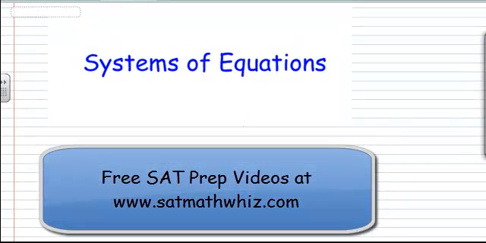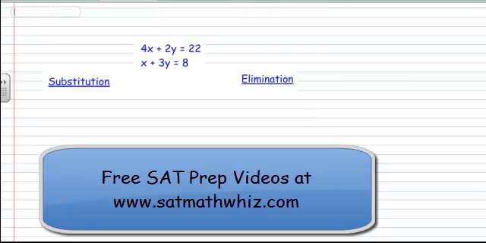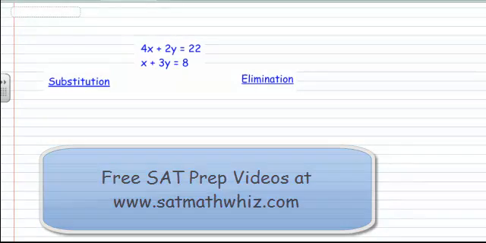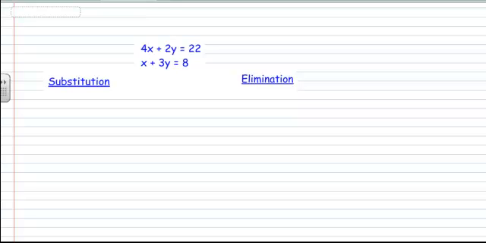Systems of equations problems are some of the tougher problems you'll encounter on the math portion of the SAT. The trick is to practice enough of them so that you can quickly identify one when you see it. There are two methods for solving systems of equations problems: substitution and elimination. Substitution depends on getting a variable by itself so that you can plug that into the other equation.